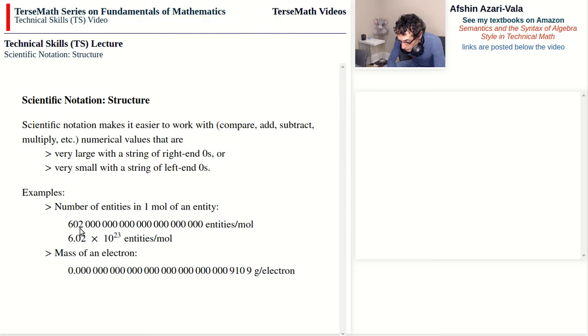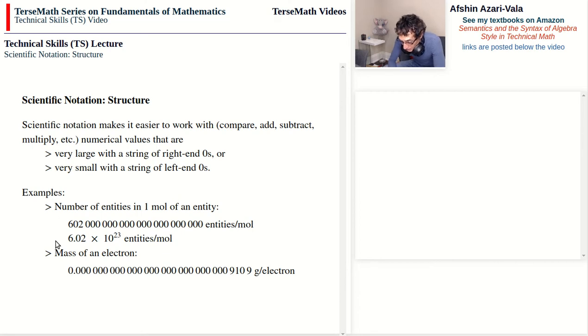That's 1, 2, 3, 4, 5, and on until we get to 21, 22, 23. And that way, if we move the decimal point forward over 23 digits, we recover the decimal representation of the number. So the top one is now in decimal notation, and the bottom is in scientific notation.